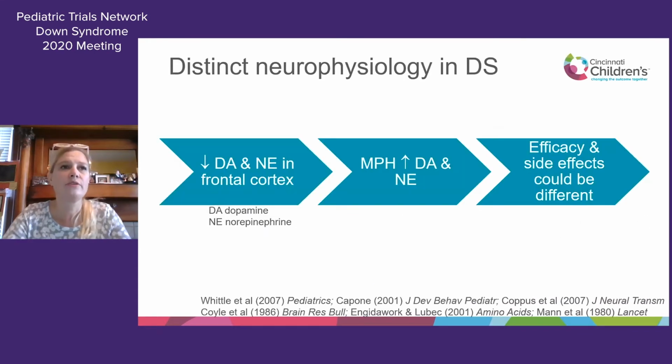So there are other reasons for why physicians may be reluctant to prescribe medication to kids with Down syndrome, and that would be because of their distinct neurophysiology. In kids with Down syndrome, what we see is that they have decreased dopamine and norepinephrine in their frontal cortex. Where methylphenidate increases those, we might actually see that the side effects or efficacy of methylphenidate in the kids could present differently.